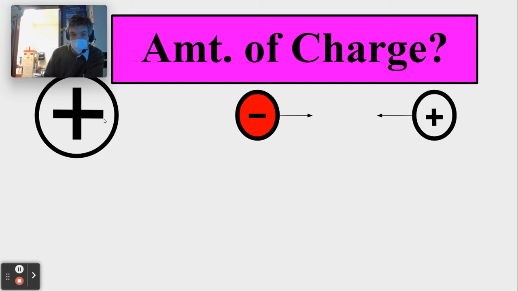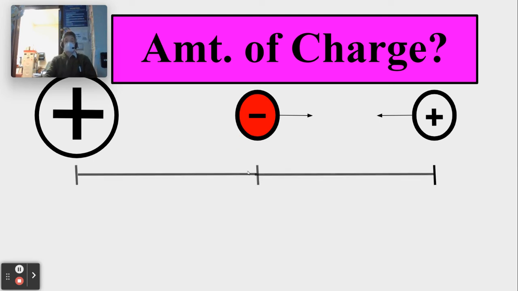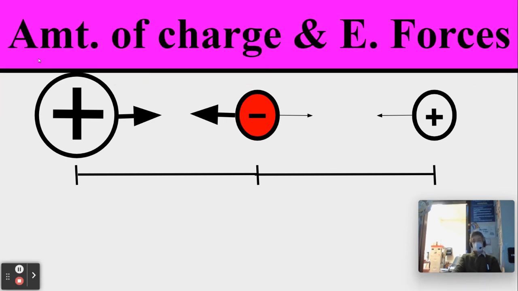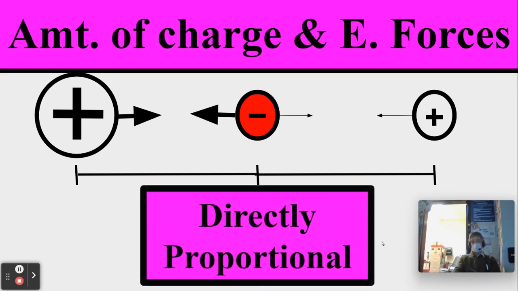Now, it's going to be attractive because these two have opposite charges. Is it going to be bigger or is it going to be less? Well, it's definitely going to be bigger. I held distance constant and the amount of attractive force went up. So, what's the relationship between the amount of charge and the electrostatic force? It's a directly proportional relationship, meaning that if I increase the charge, I'm going to increase the force of attraction or repulsion, and vice versa. If I decrease the charge, my force will decrease.